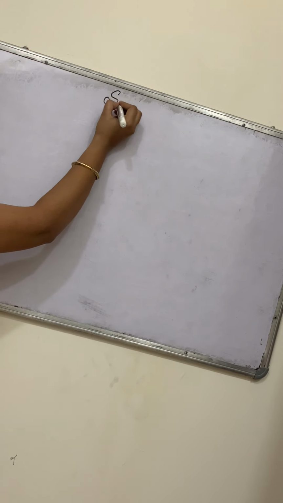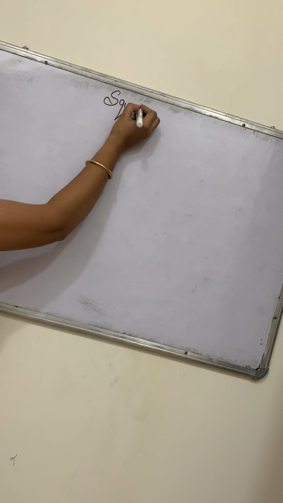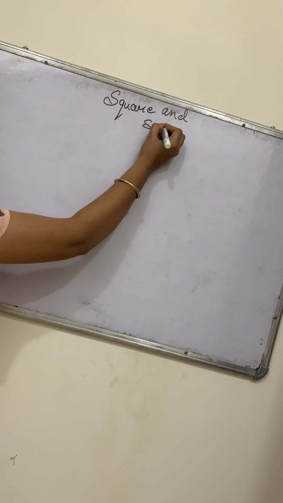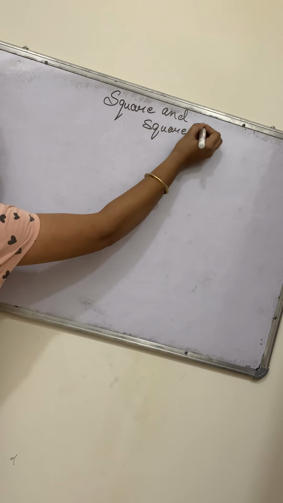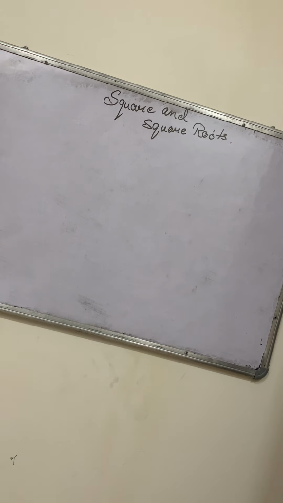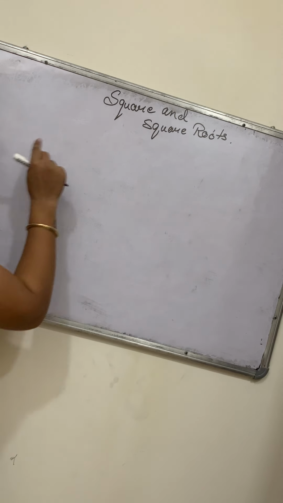Doing good. So girls, today we are going to start with the chapter square and square roots. I asked you to learn the squares up till 25. We'll discuss that, or I'll take a small oral revision of those squares in the next live session we'll have. So today we are going to start with this chapter, square and square roots.